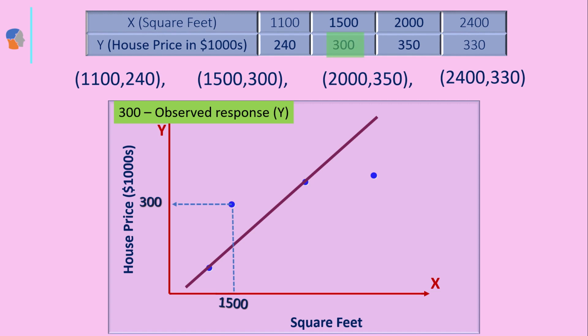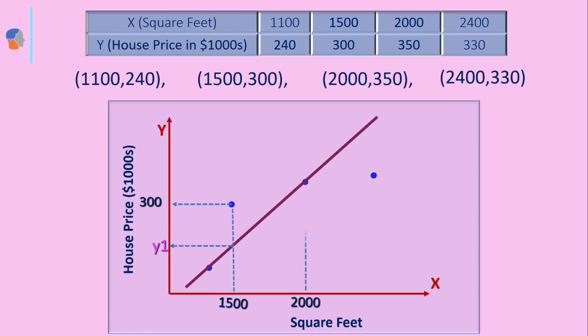How many observed responses do we have in this example? There are 4. What are those? 240, 300, 350 and 330. Now consider this one. That is y1. That is called the predicted response. How do we find the y1? Y1 can be estimated using the equation y hat equals a plus bx. I will explain this later in this video.